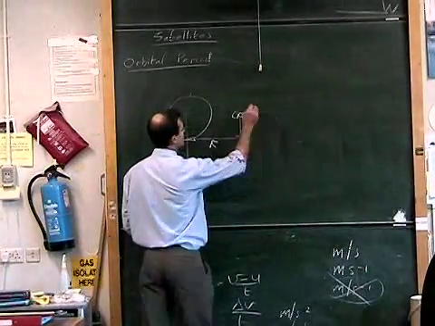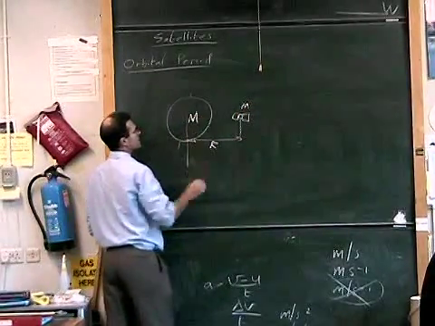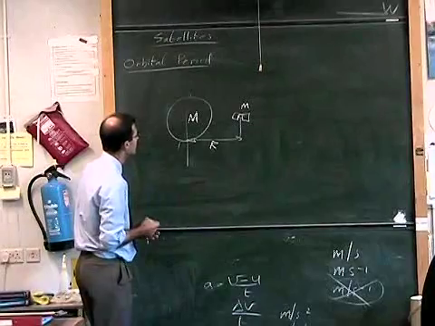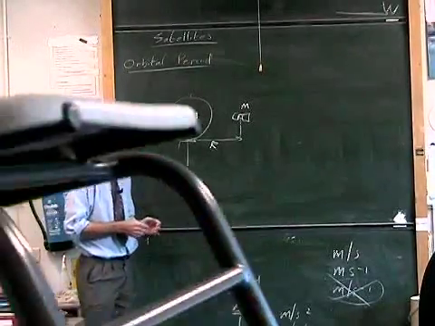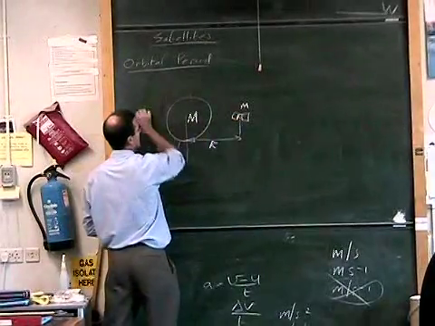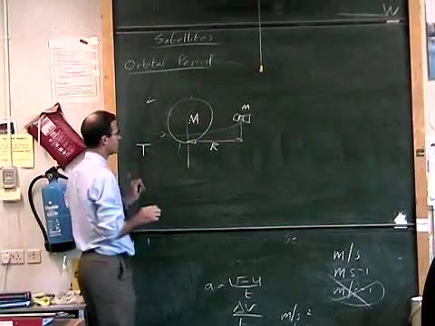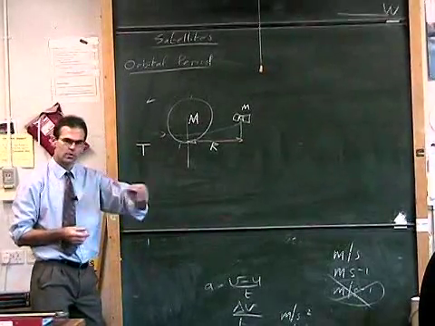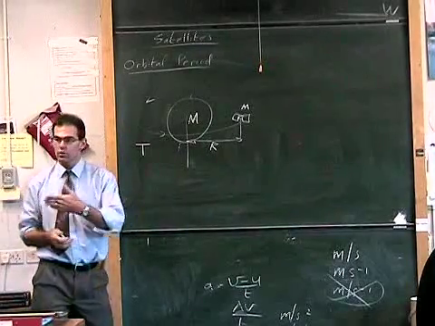If we say that a satellite has a mass small m and the planet has mass capital M, we should from that be able to work out the time that it takes the satellite to go around the planet once. That's the orbital period, T. So the time for one revolution of the whole planet. Different satellites orbit at different times.